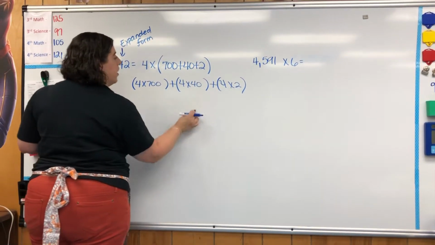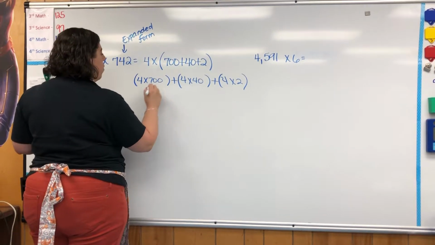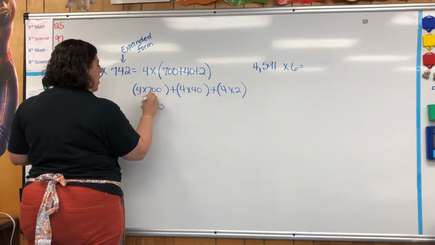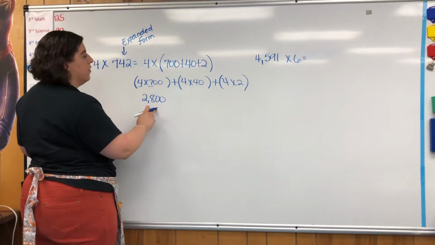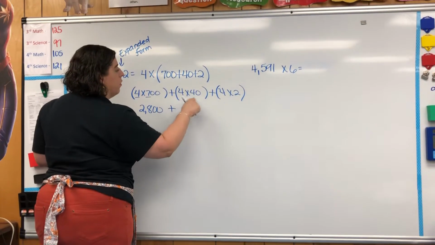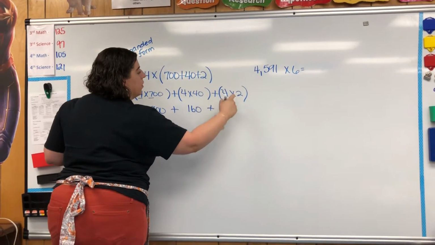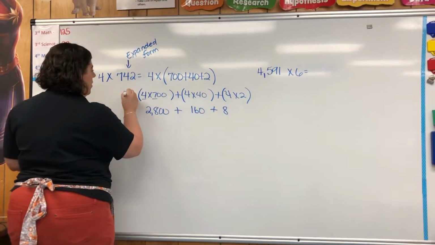Now I will solve each parentheses individually. 4 times 700 is 2,800. I know that because I can multiply the basic fact and add the amount of zeros that I need. Plus 4 times 4 is 16 and add that 0. And 4 times 2 is a basic fact, that's 8.